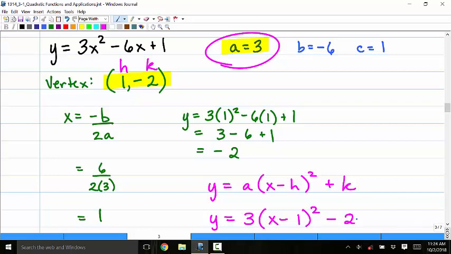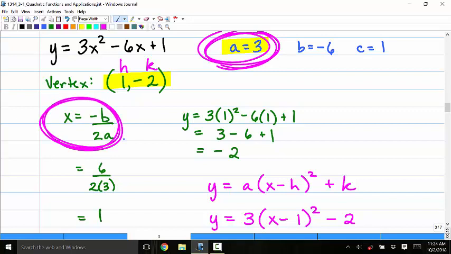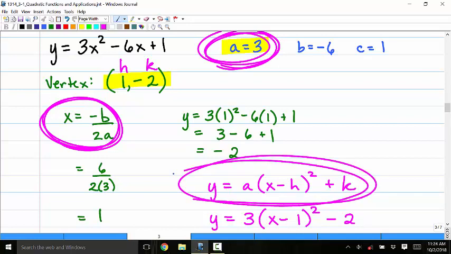So if you do not like completing the square, you need to be able to identify A, and you need to remember to find the vertex, x equals negative b over 2a. Once you get the x value, how do you get the y value? You plug in the x value into your equation. And then you use that formula.